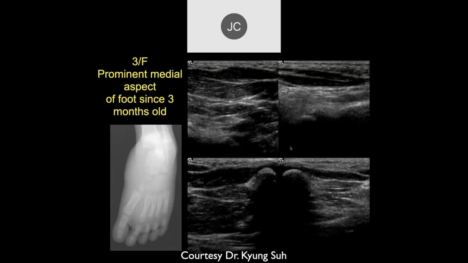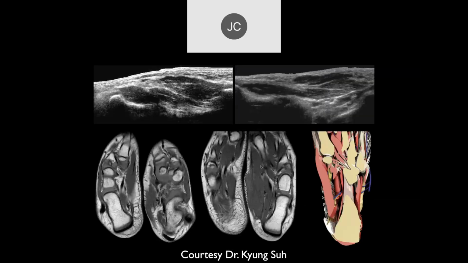Prominent medial foot in a 3-month-old. On the ultrasound, I think deep to the tendons, there are these rounded, looks like calcifications. This one with the shadowing artifact. Maybe. It's a little hard unless you know how it's oriented. I don't know whether this is bone or not.